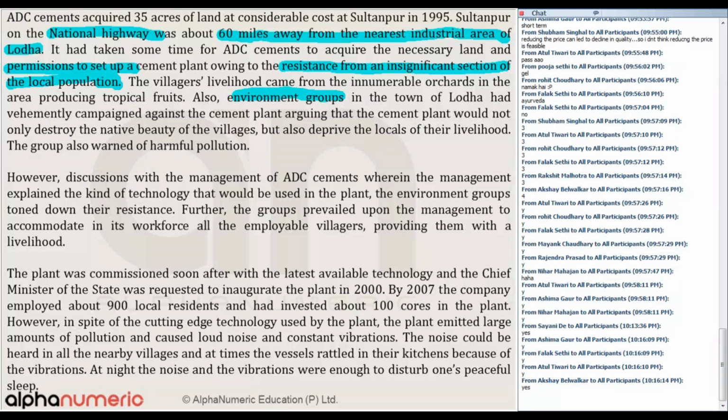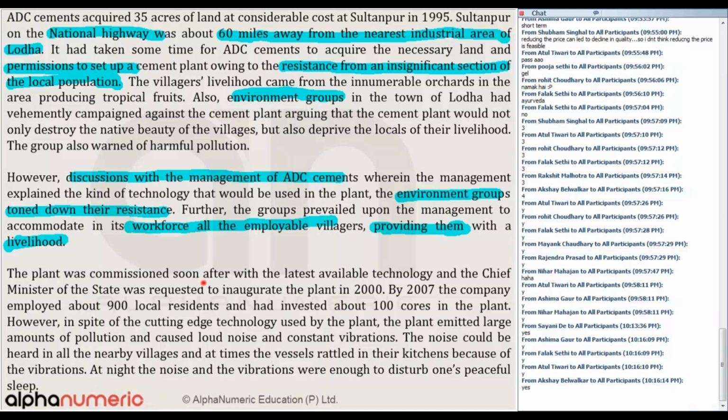However, after discussion with the management of ABC Cements, wherein the management explained the kind of technology that will be used in the plant, the environment groups toned down their resistance. Further, the group prevailed upon the management to accommodate in its workforce all the employable villagers, providing them a livelihood. That is, if the company is going to set up their factory there, they should provide a livelihood to all the employable villagers.